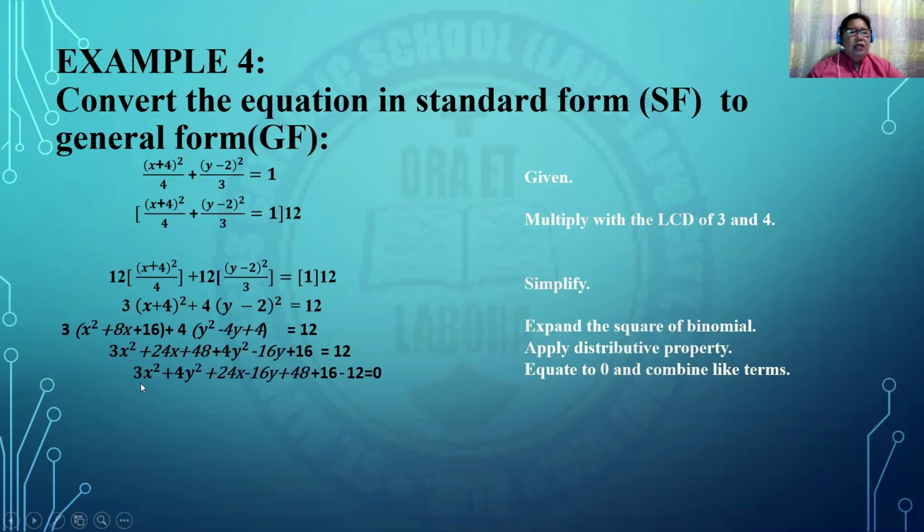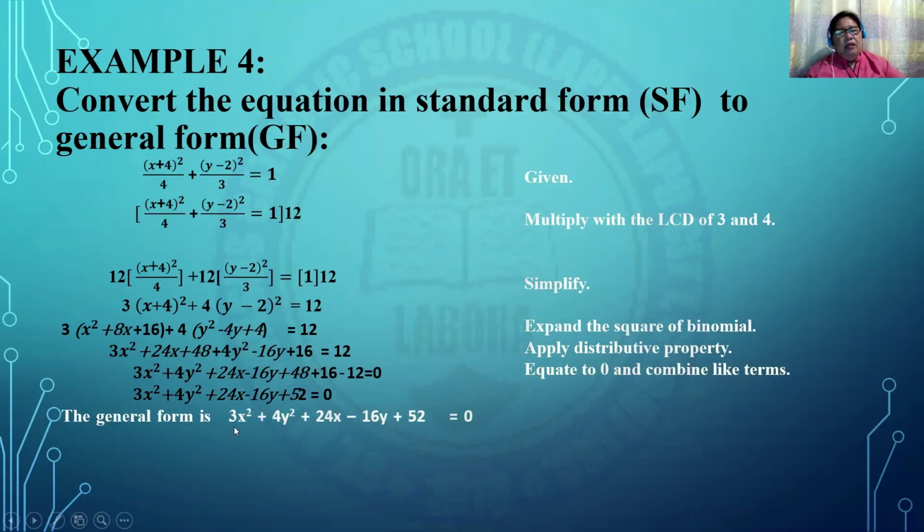So what we have is 3x squared plus 4y squared plus 24x minus 16y plus 48 plus 16 minus 12 is equal to 0. And combine, so you have 52. So the general form is 3x squared plus 4y squared plus 24x minus 16y plus 52 equals 0.